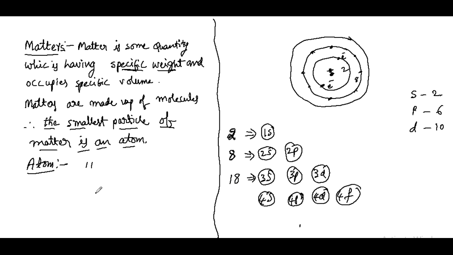In any atom, the number of electrons is equal to the number of protons. So the number of protons and the number of electrons completely depend on the atom number. If the atom number is 14, just taking an atom number of 14, then this atom consists of 14 electrons and 14 protons. Both are equal.